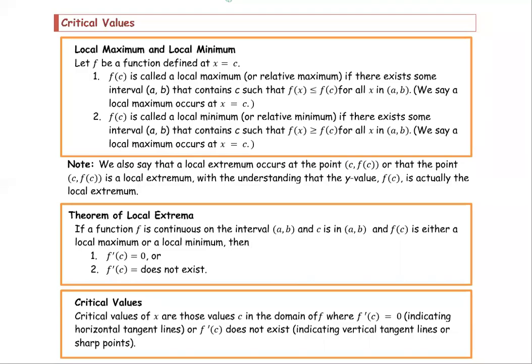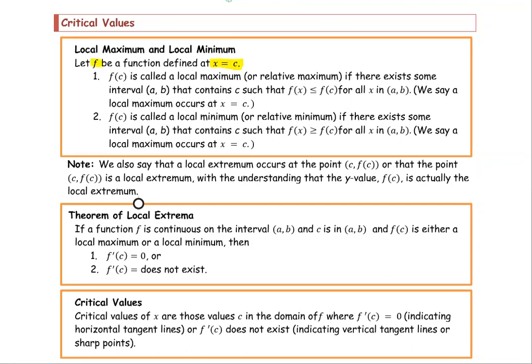Next one, we're going to talk about the critical values. The critical values are used as part of the process to find the local max and local min values of the function. By definition of local max and local min, let f be a function defined at x equals c. Defined means you can find the function value at x equals c.